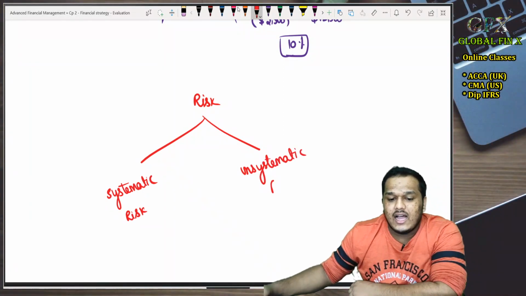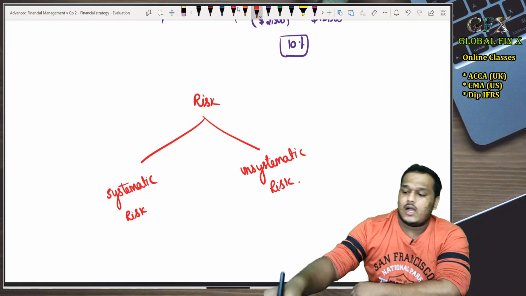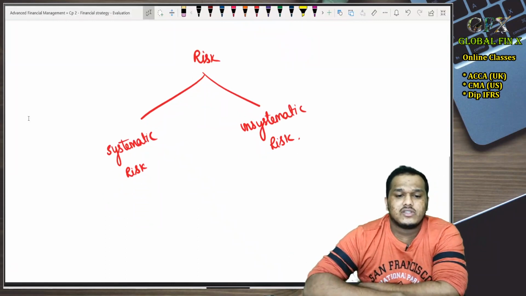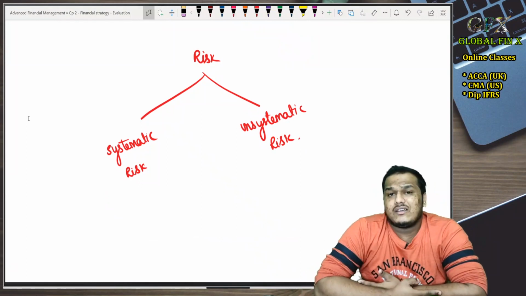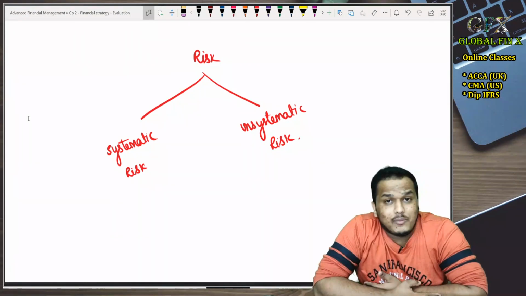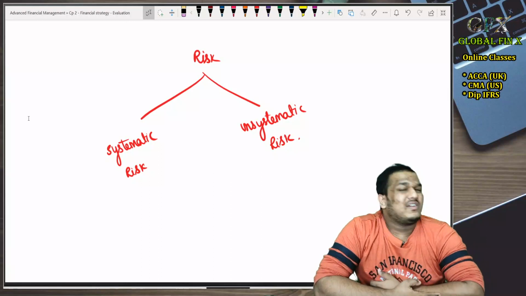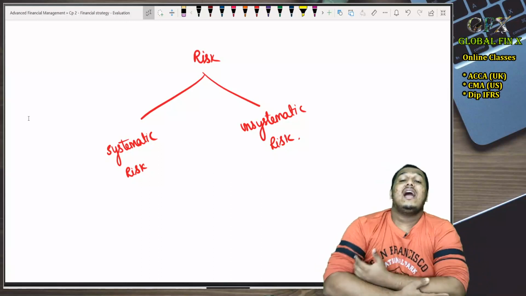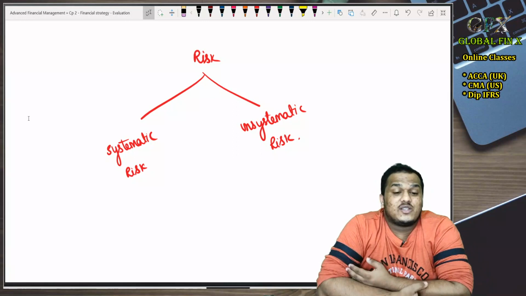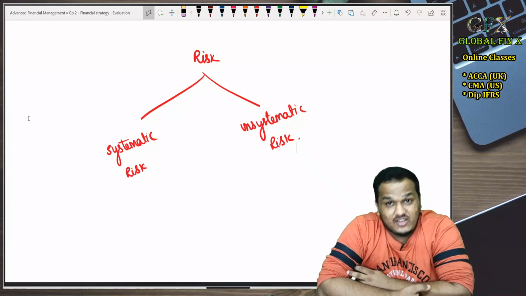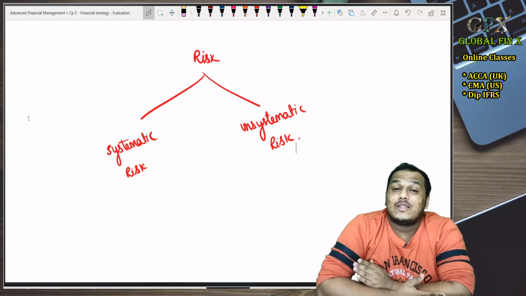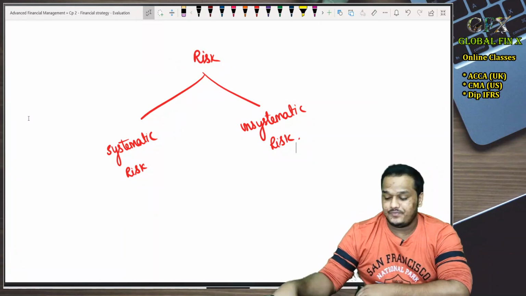Systematic risk and unsystematic risk. You might have learned that systematic risk is the risk faced by an organization with correlation with the market, and unsystematic risks are not directly matched with market factors. I don't want to teach you like that. I don't want my AFM students to just memorize a concept by heart. I want you to practically experience it, so give me a second, I'll show you with a practical example.